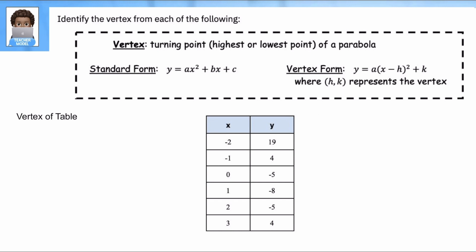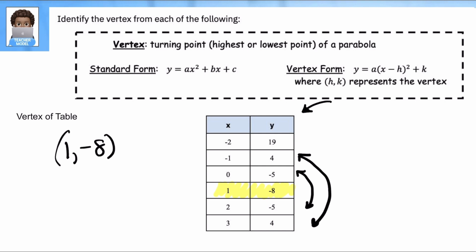In terms of a table, you're also looking for that turning point. So look here at your y values and identify where that change happens. One visual I tend to look at is where my values start to repeat, so that I know the change was right at this exact point. That is my turning point, so that is my vertex. You can look for it in symmetry as well.